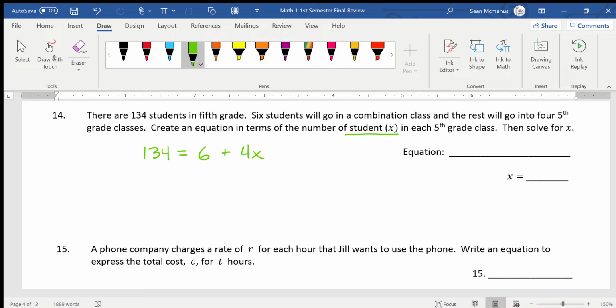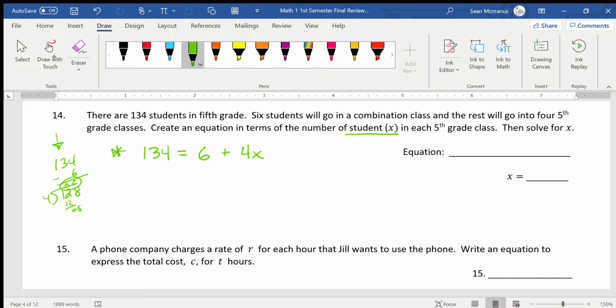So maybe in your mind you're thinking, okay, there's 134 students, 6 of them are in a combination class. So that leaves 128. And how many are in each of the classes? Well, then I would divide by 4. All right, so that'd be 32. So that's my answer, right? This kind of is a quick way of how you would probably figure that out in your head or on paper, but this is what the actual equation would be when it asks me to write an equation.